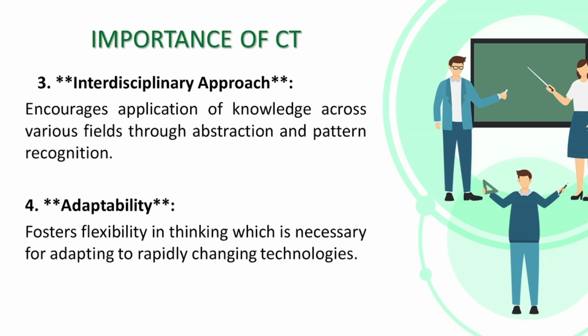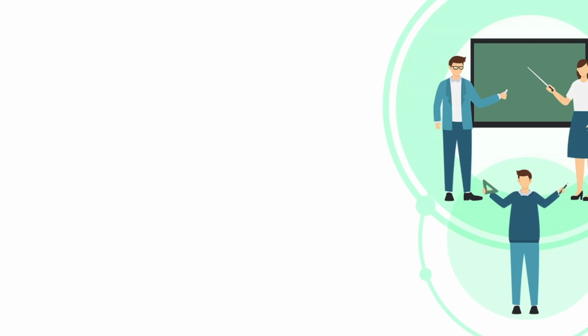The importance continues. Interdisciplinary approach. It encourages application of knowledge across various fields through abstraction and pattern recognition. So as I said earlier, computational thinking is not only used in computer science. You can apply it across other disciplines. Adaptability. It fosters flexibility in thinking, which is necessary for adapting to rapidly changing technologies. So most of us would like to continue as software engineers or computer engineers in the future. This is a very important topic to consider when you are aspiring for a career in software or tech.